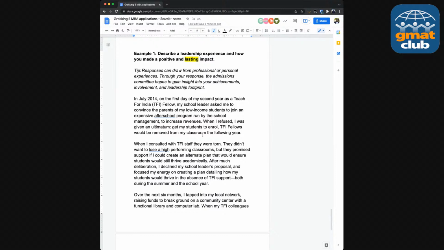So I started off with my first day in my second year as a Teach for India teacher, my school leader asked me to convince the parents of my low income students to join an expensive after school program run by the school management to increase revenues.